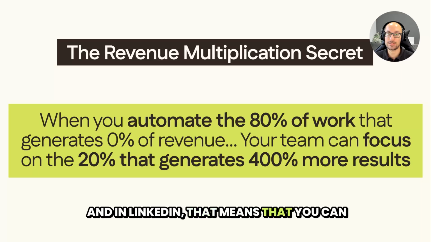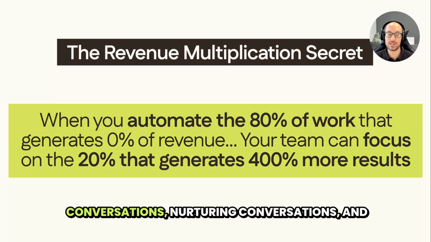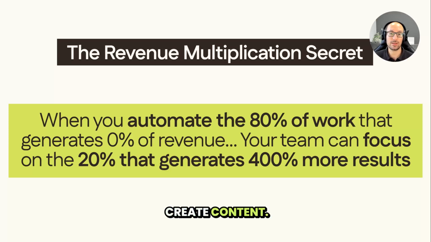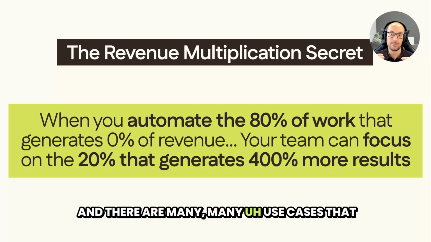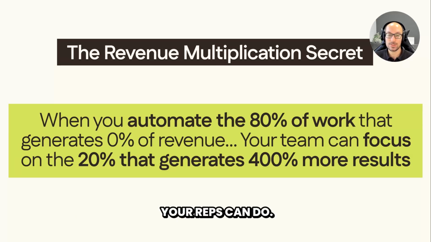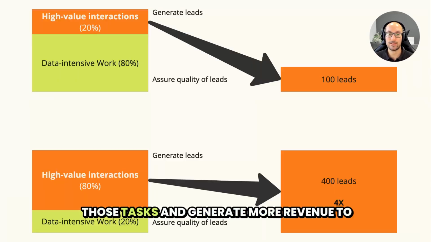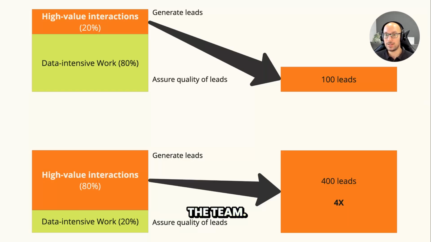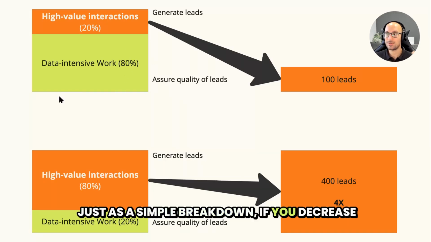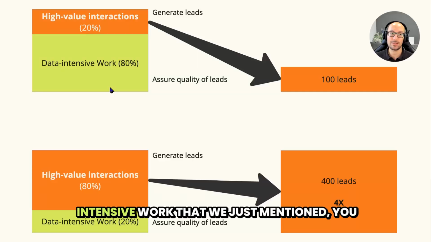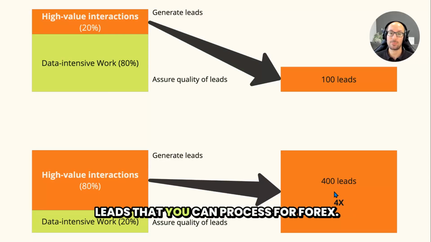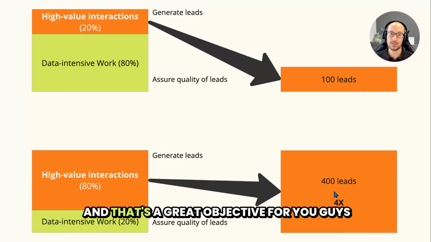And in LinkedIn, that means that you can spend more time actually creating conversations, nurturing conversations, being able to spot new opportunities, and creating content. There are many use cases that your reps can do, so they can start investing more time into those tasks and generate more revenue for the team. Just as a simple breakdown, if you decrease the amount of time that you invest in data-intensive work that we just mentioned, you will be able to increase the amount of leads that you can process by 4x. And that's a great objective for you guys this year.